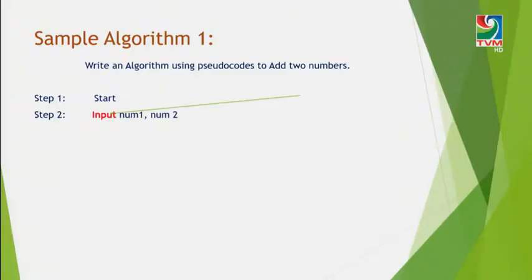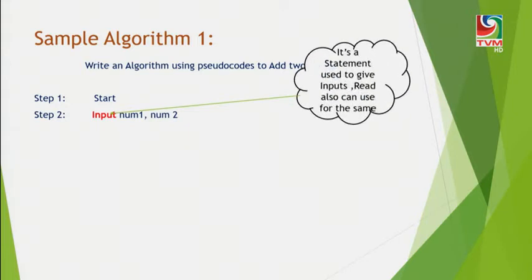Now here you can see one input statement. I just put it in a red color, meaning that it is a keyword, it is important, or it's a command. Now you can replace this command using another statement called read. If you don't want to use input, you can use the statement called read, also fine.